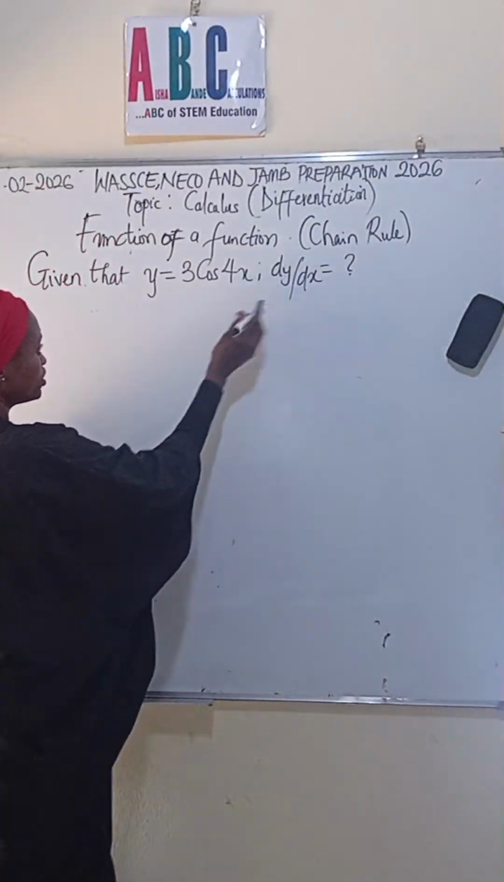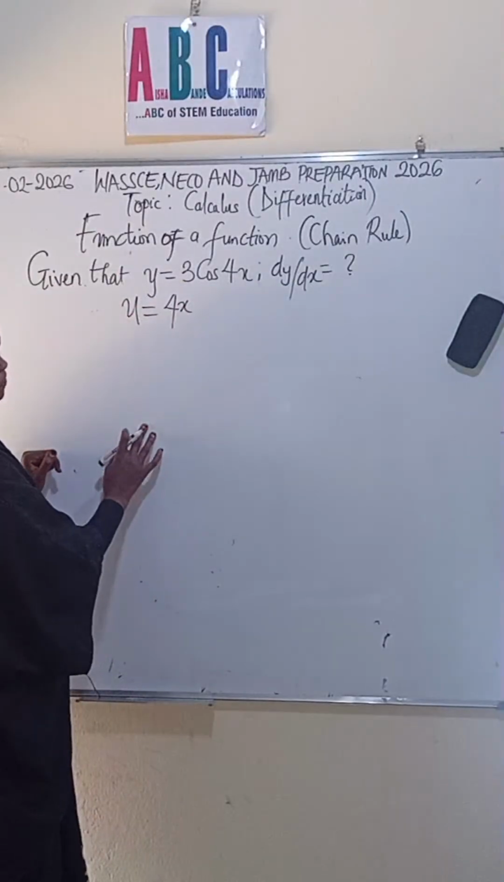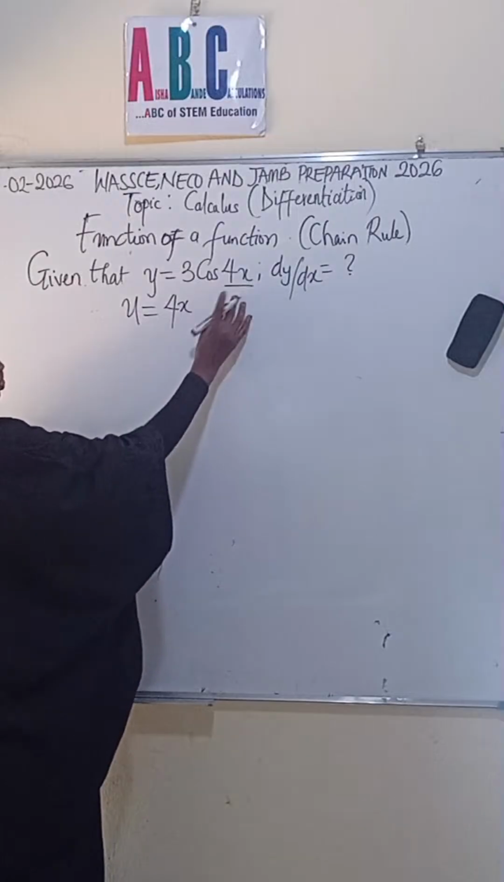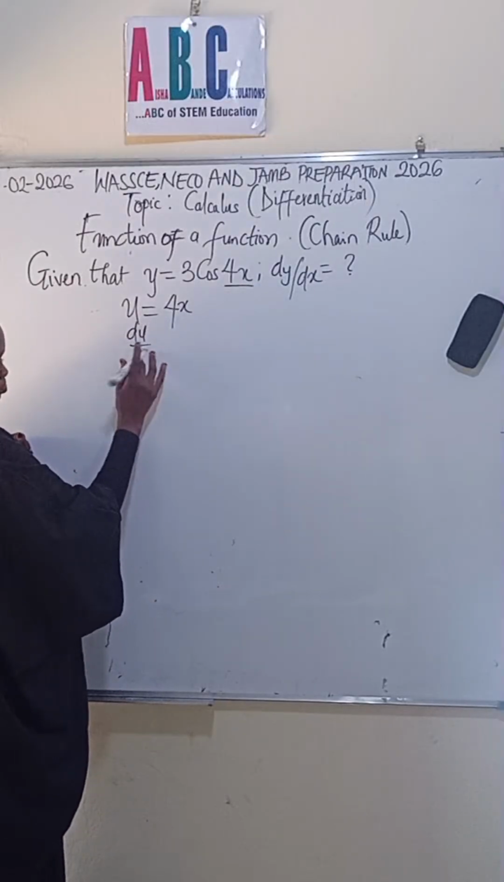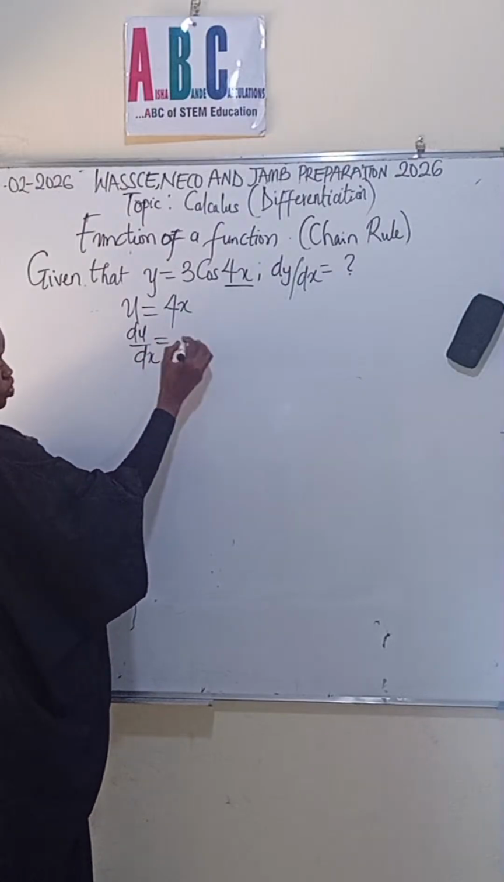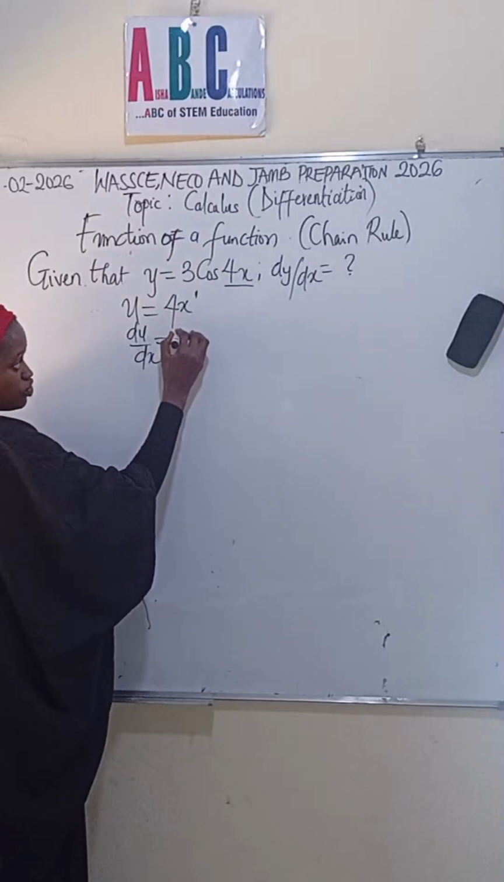I'm back now. Okay. So u is equal to 4x, right? We represent this with u. So now we're going to find du/dx. So du/dx will be equal to what? The power here is 1. So this is going to be 1 times 4, which is 4.